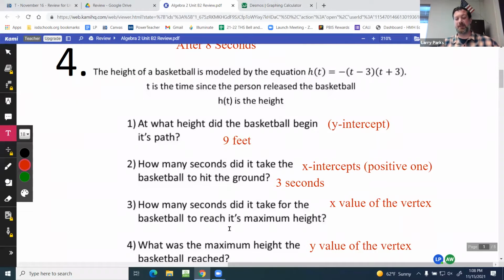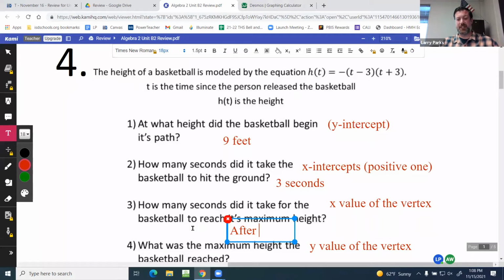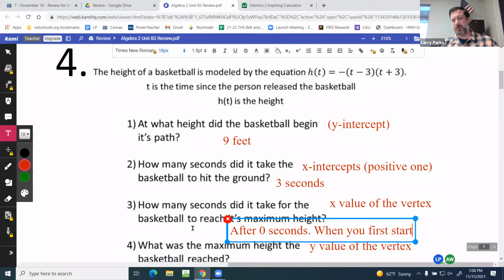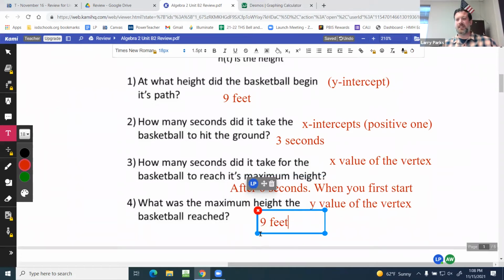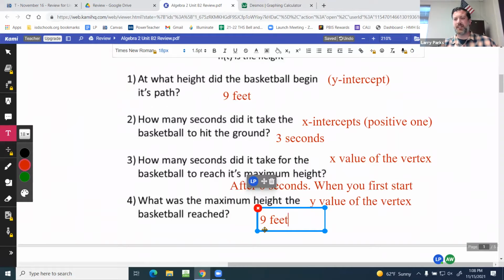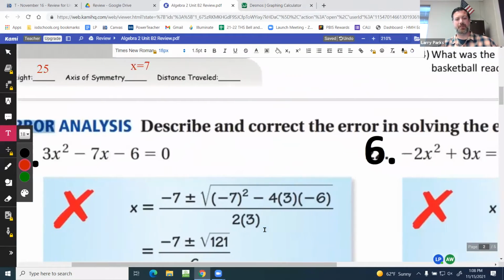Oh, how many seconds? That'd be 0, after 0 seconds. So that would be when you first start. So before you even launched the ball, it was already at its maximum height. Like that, I would like to see you shoot that basketball. It wasn't very successful. And what was that maximum height? It was at 9 feet. All right, so the first skill is, do you understand how to work with applications?